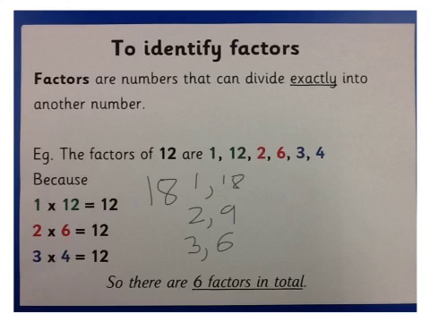Now if I said to you, which 2 factors of 18 add up to 8, which 2 factors would they be? Again, look at your 6 factors, which 2 of those add up to 8? They are of course 2 and 6.